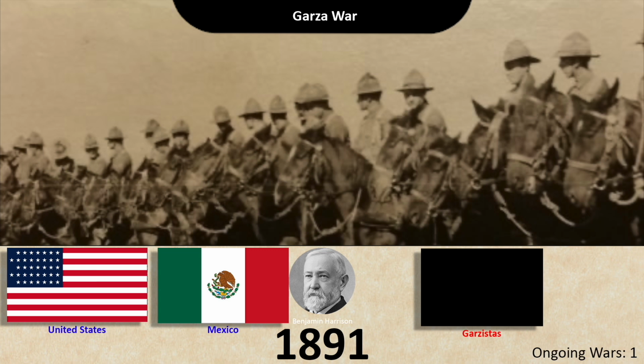Now, this war would take place over the course of 2 or 3 years, and even the American army would engage in small skirmishes within the vicinity of the Rio Grande Valley. Catarino Garza's forces would eventually just dwindle down. Many people would surrender to local authorities, and by March of 1893, the war was considered over.